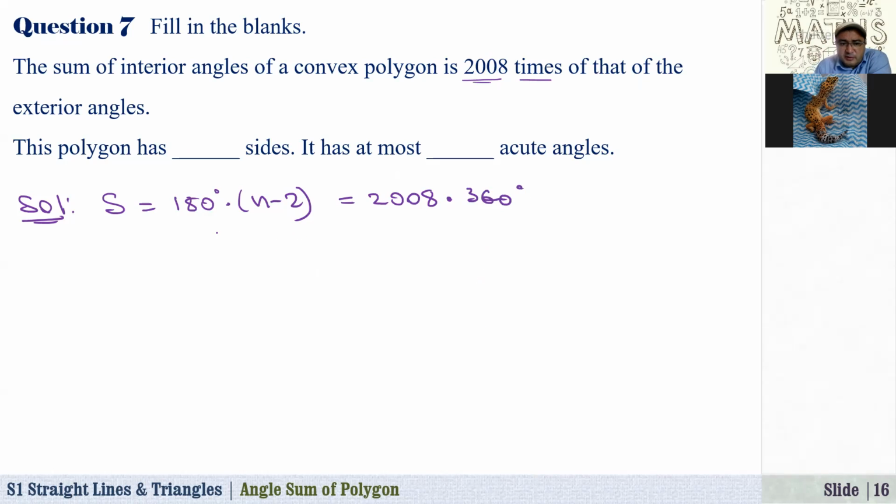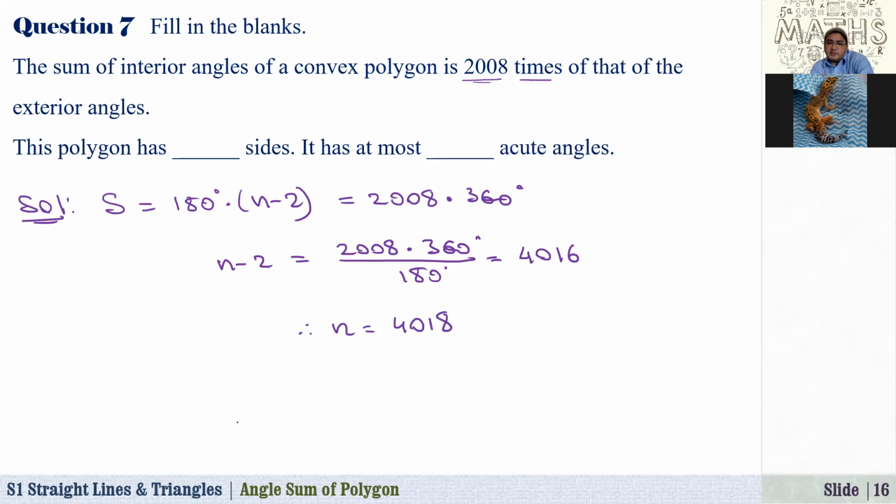First, if you divide both sides by 180, n minus 2 is equal to 2008 times 360 over 180, which is 2 times 2008, that's equal to 4016. What is n here? n is 4018, because 4018 minus 2 is this. So this polygon has 4018 sides.